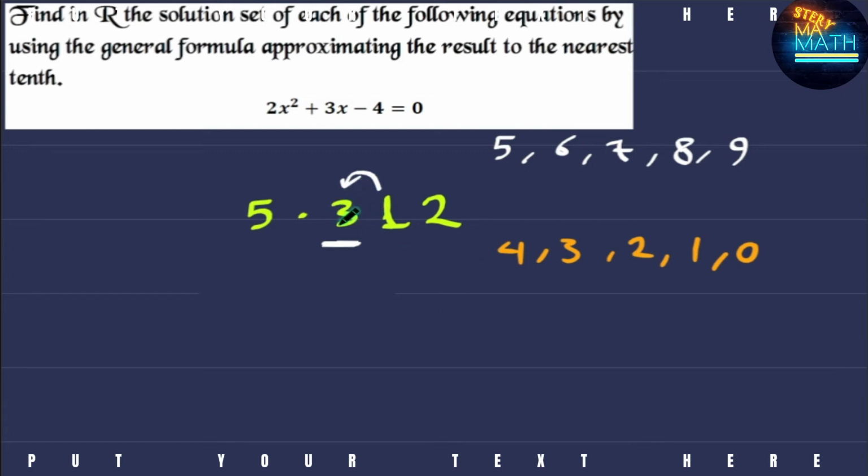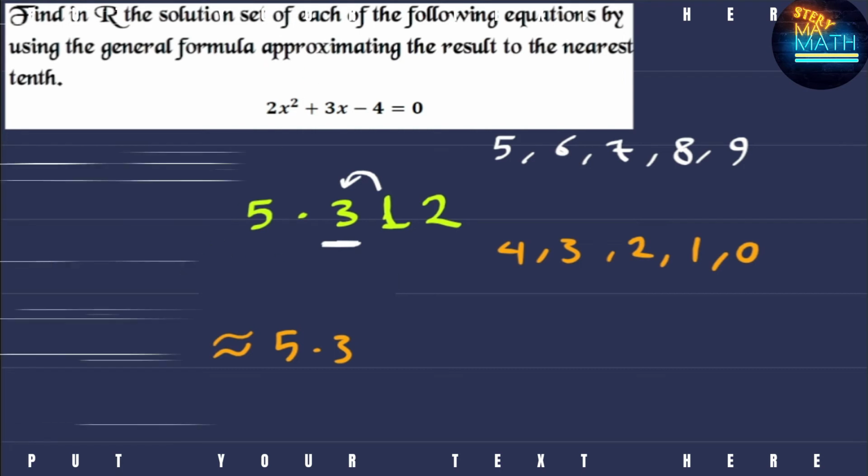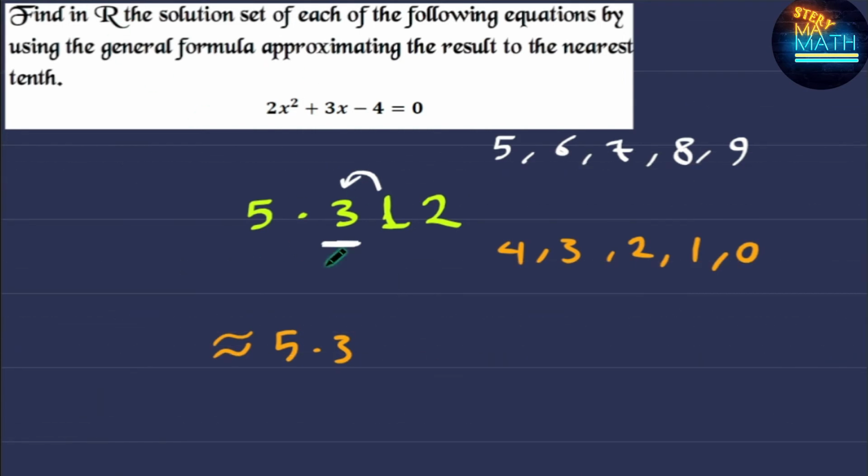So now here, the 1 to the right of 3 is less than 5, so you round down, or keep 3 as it is. So it's 5.3. And cut off all of the digits on the right, I mean cut off 1 and 2, because they are becoming zeros, so there is no need to write down zeros.